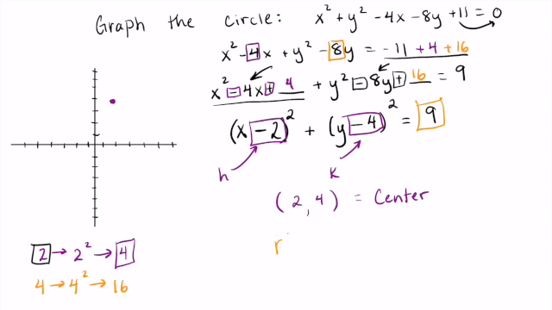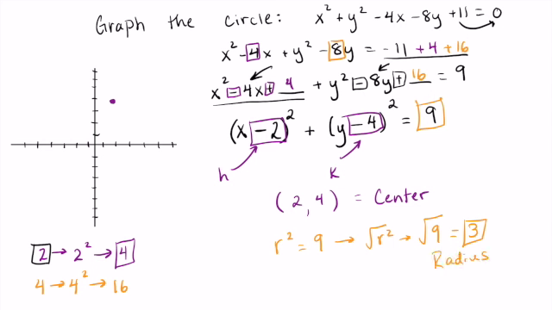Well, that is my r squared term. So in order to find my radius, we take the square root of r squared. So I'm taking the square root of 9, which gives me 3. And that is my radius.